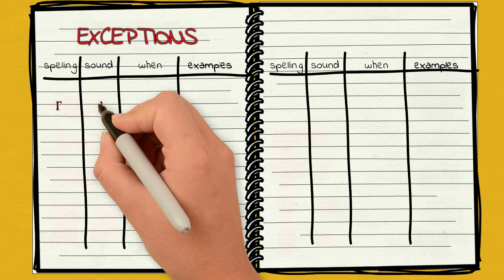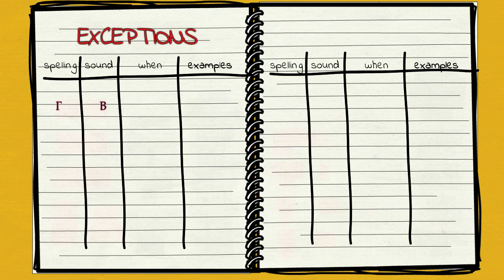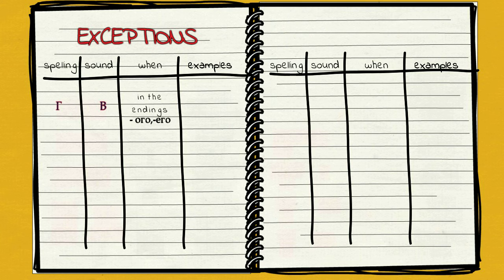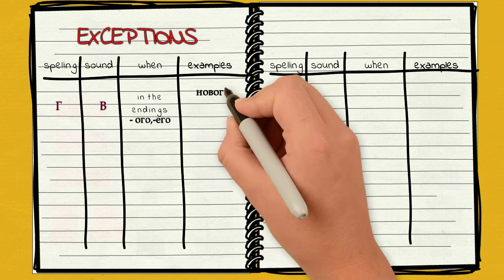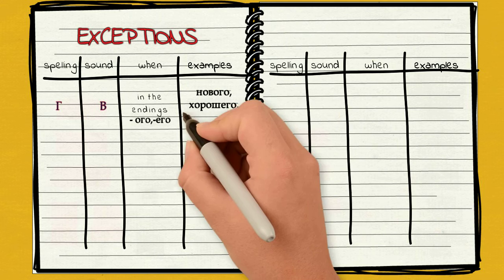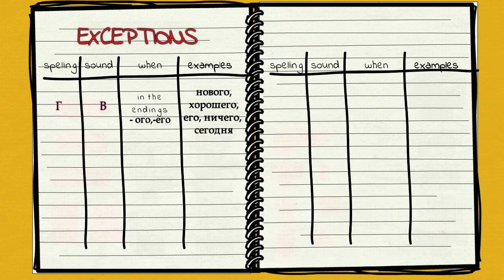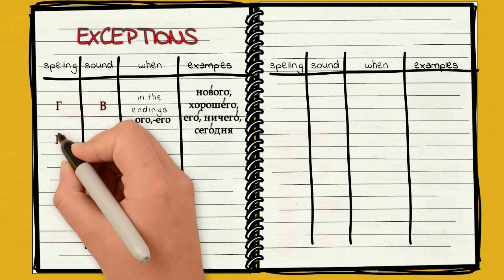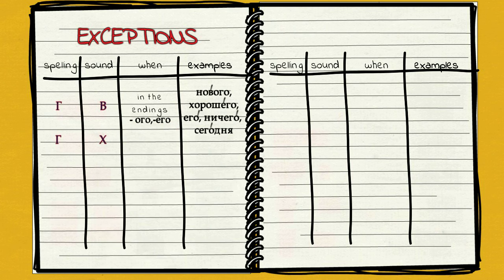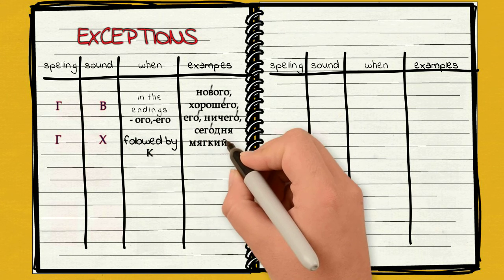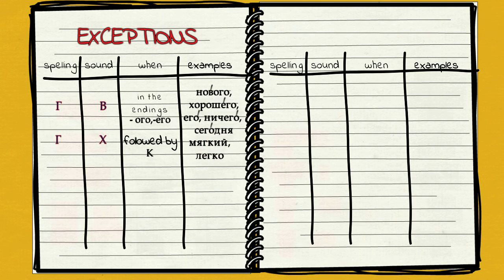Spelling G, sound V. In the ending of ogo, ego, we always pronounce it like ova. Нового, хорошего. In the words его, ничего, сегодня. Spelling G but sounds H, occasionally when followed by K, like мягкий, легко. We pronounce G as H.